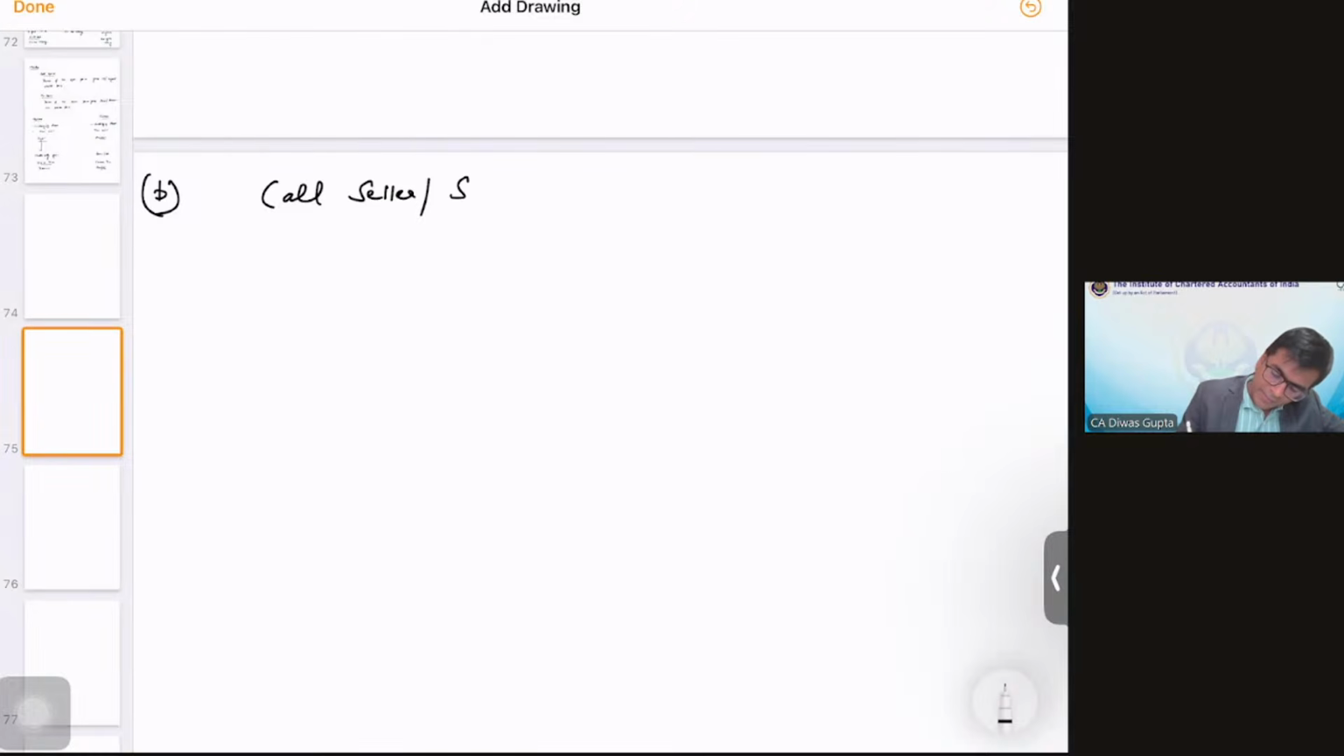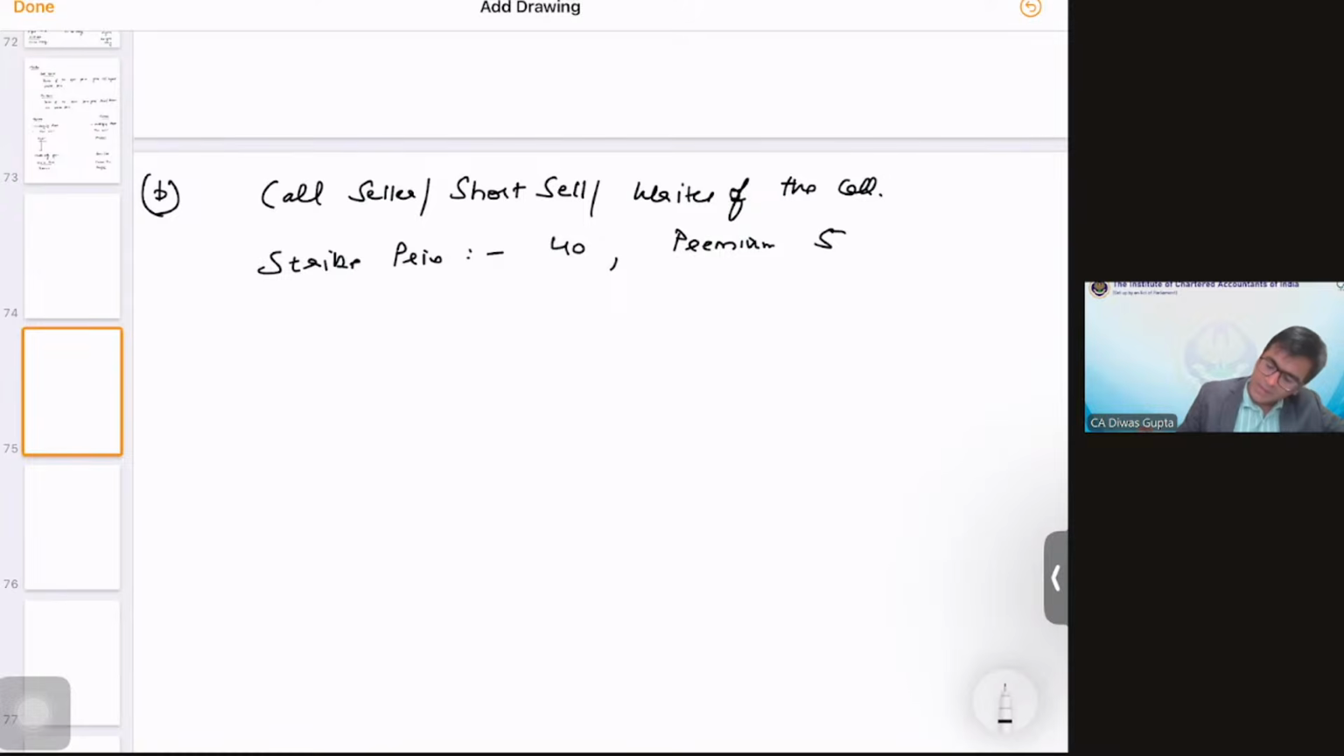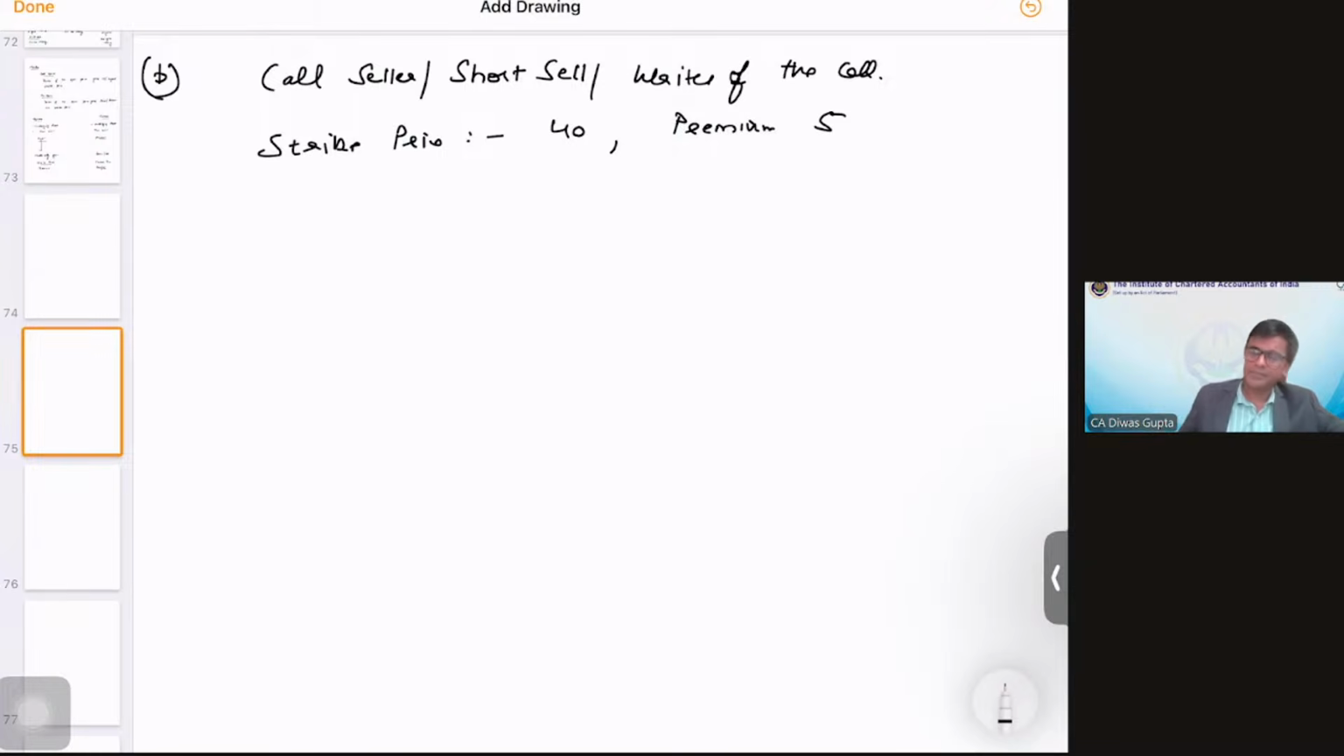Call seller, short seller, or writer of the call. Again, we are assuming the strike price to be 40 and the premium to be 5 rupees. Okay. Now we are talking about the person who has sold this call option, or the writer of the call option.